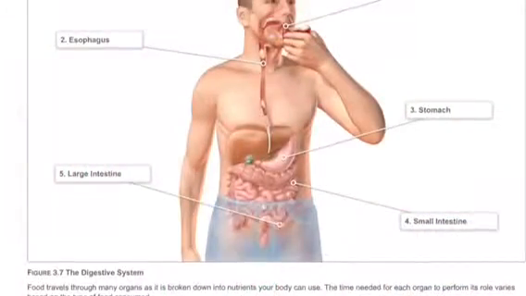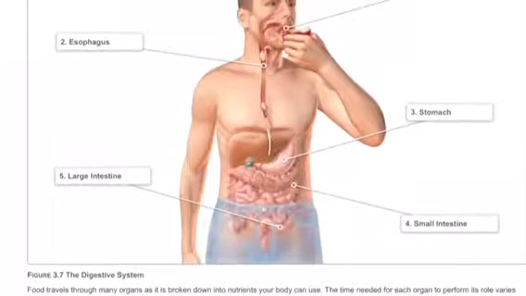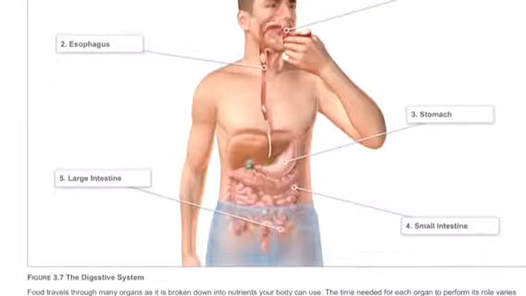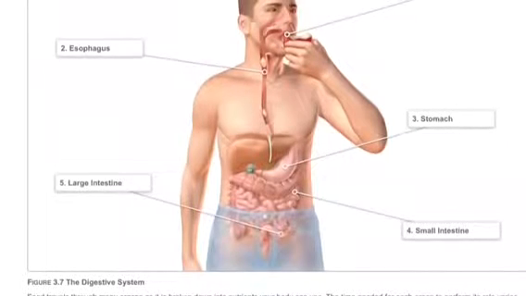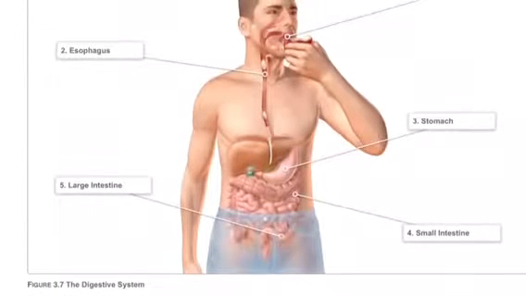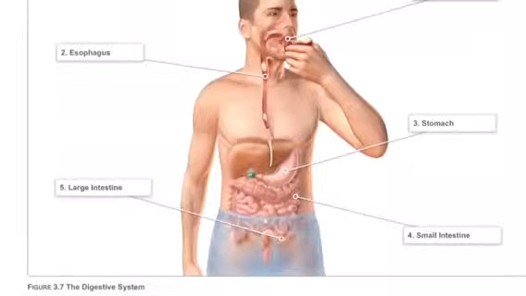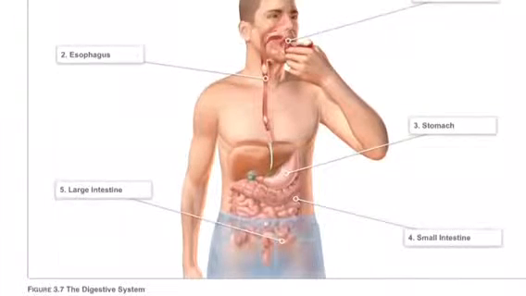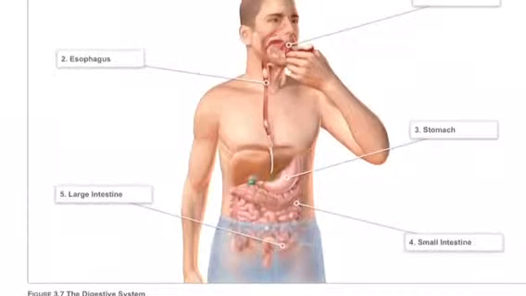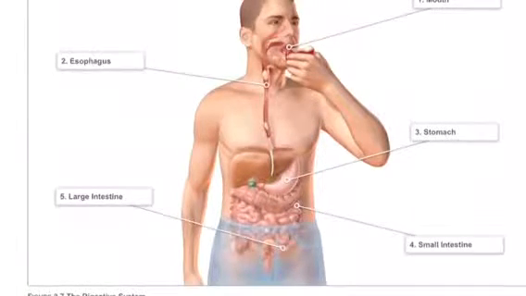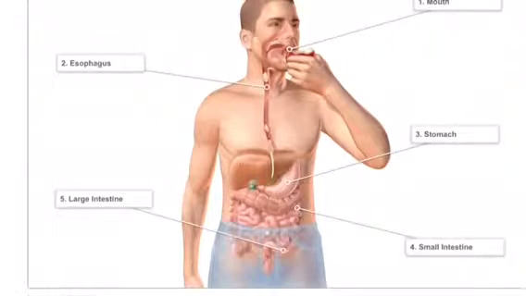Now the diagram. In the mouth, that's where the teeth break down the food and saliva is there to break down the carbohydrates. That takes about a minute. In the esophagus, the bolus moves down the esophagus through peristalsis. That takes about 2 to 3 seconds. The stomach is a muscle that contracts and turns the food into a liquid called chyme. That takes about 2 to 4 hours.